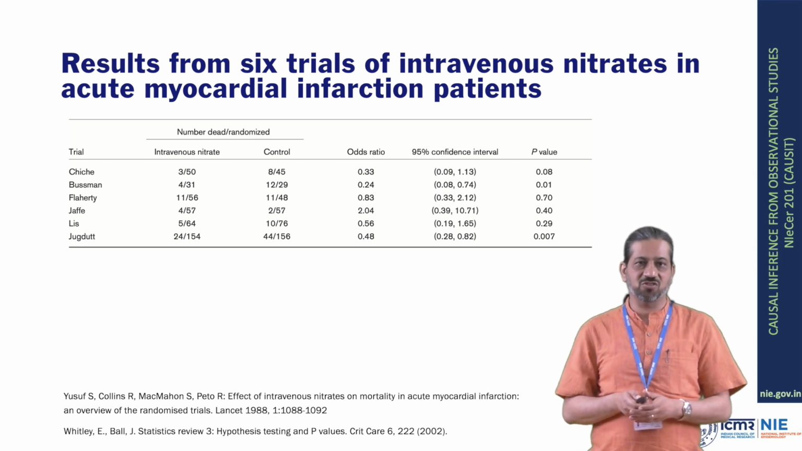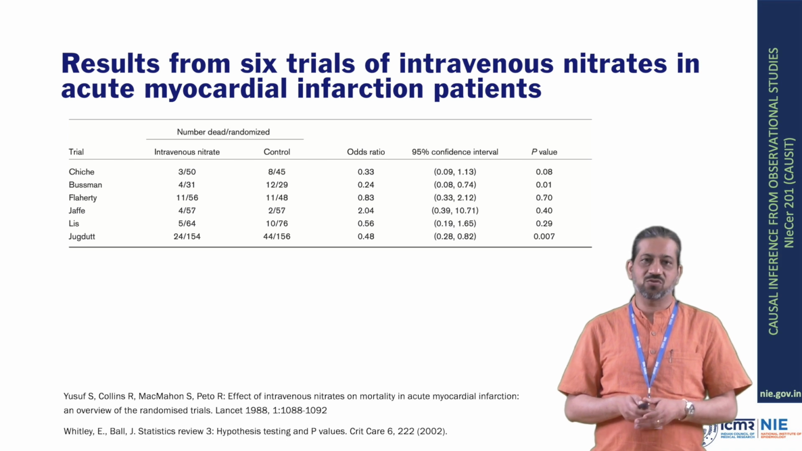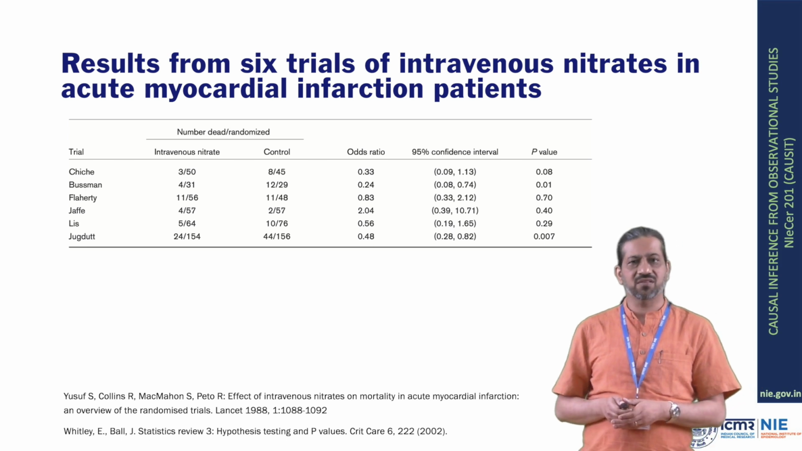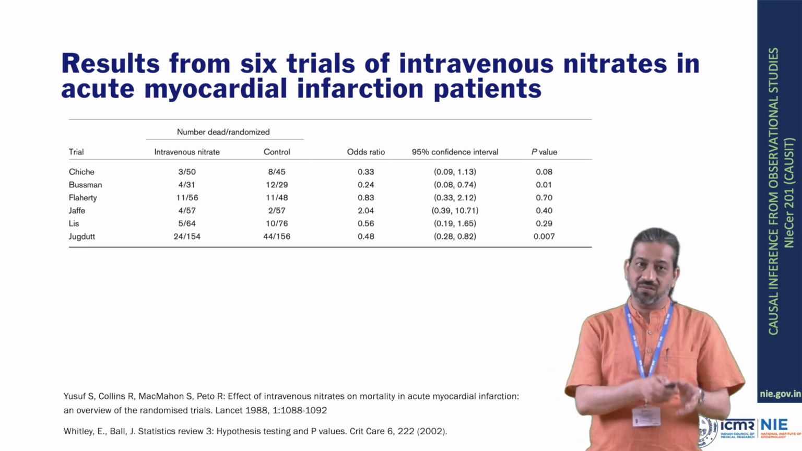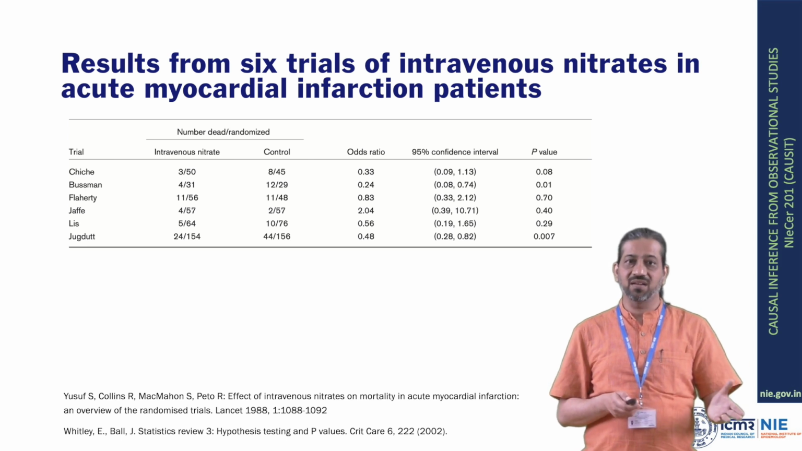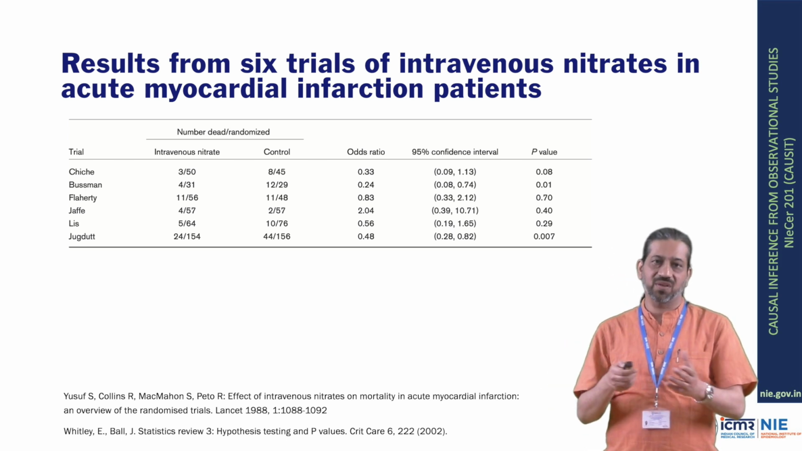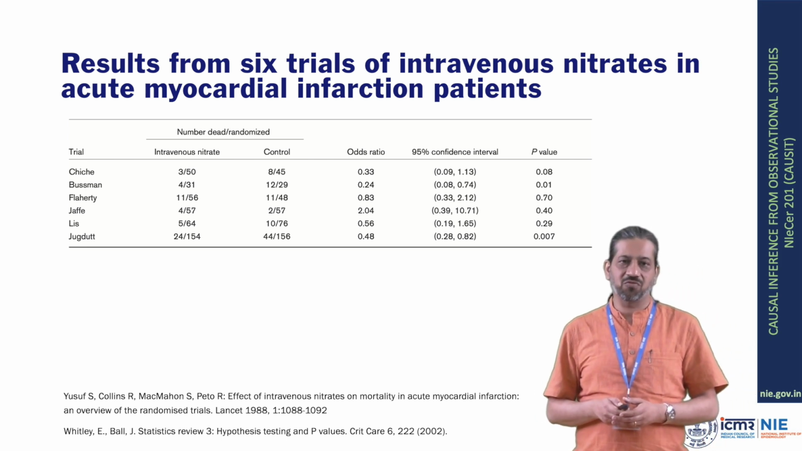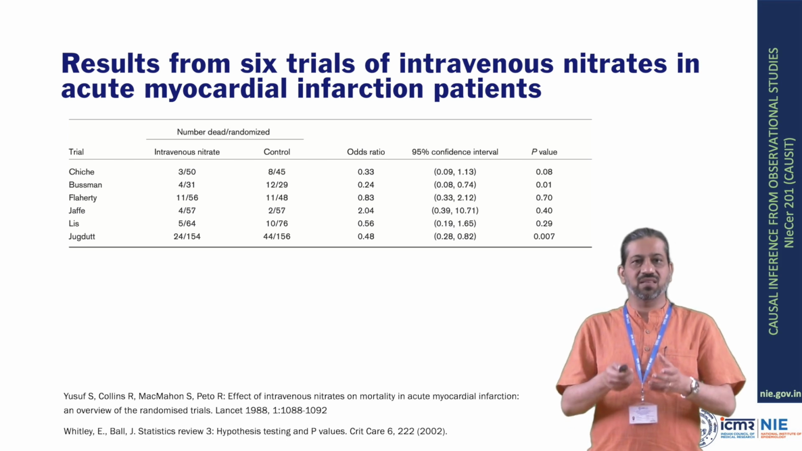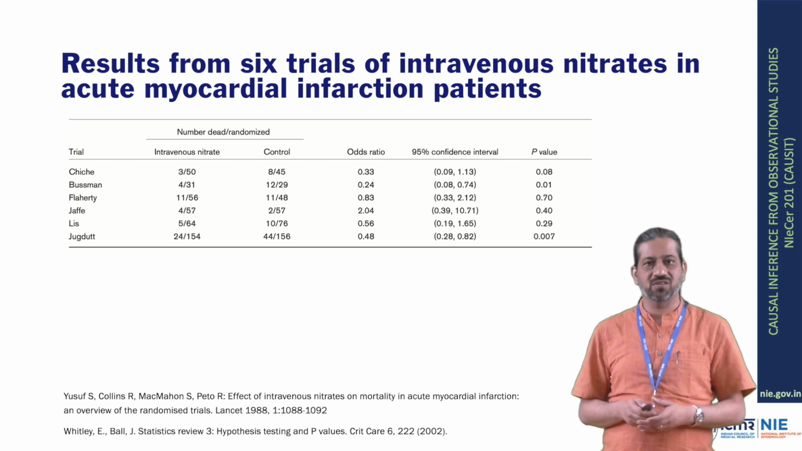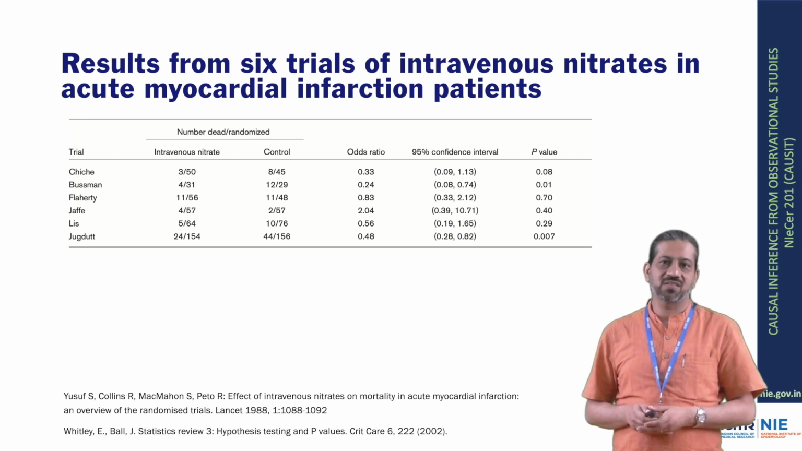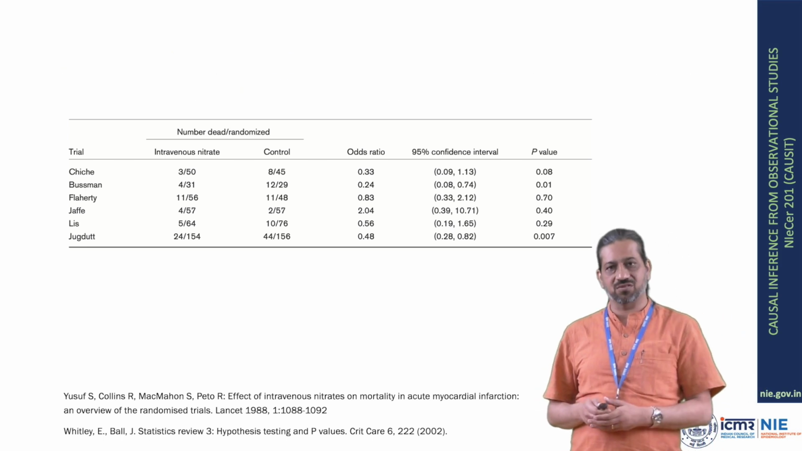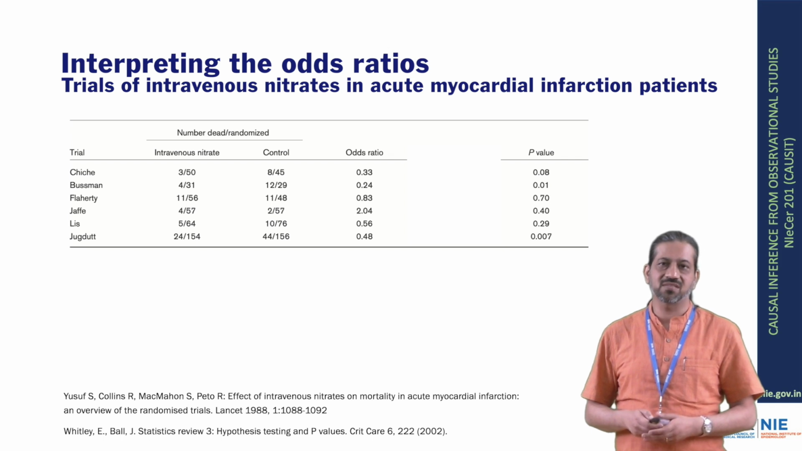For example, in the Kish trial, 50 individuals were randomized to receive intravenous nitrate, 45 individuals were randomized to not receive intravenous nitrate. Out of these 50 who were randomized to receive intravenous nitrate, 3 died, and out of the 45 in the control group, 8 died. Similarly, for the other studies. What these studies have calculated as a measure of association or causation between intravenous nitrate and mortality is the odds ratio. There is the 95% confidence interval for each of these odds ratios and a p-value against each of these odds ratios. Now let us see how to interpret this measure of association.